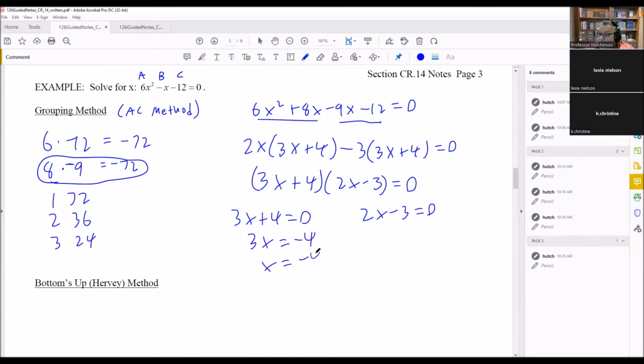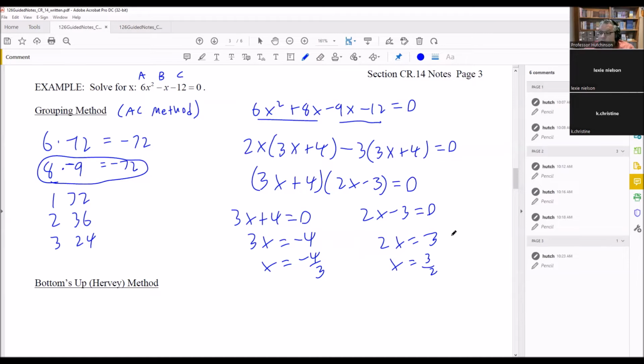And if I divide, I get negative 4/3. And this one here, if I add 3 over there, and then we divide, I get 3/2 here. Let's do it piece by piece first. Okay, so those are the 2 answers: negative 4/3 and 3/2 I get by doing that.